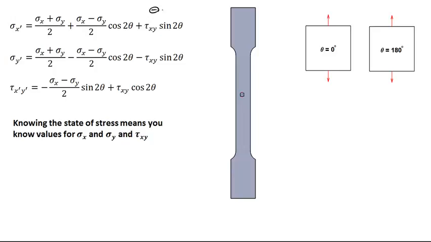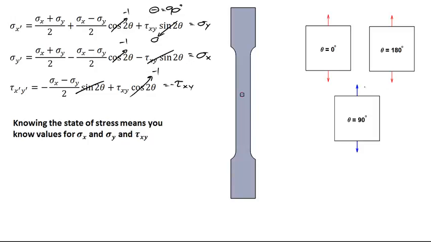Now if I set theta equal to 90 degrees, we find that the cosine of 2 theta, or cosine of 180 degrees, is equal to negative 1. And the sine of 180 degrees is equal to 0, so these terms drop out. So what we find is when theta is equal to 90 degrees, sigma x prime is equal to sigma y, and sigma y prime is equal to sigma x, and tau x prime y prime is equal to negative tau xy. And indeed, this is the case when I look at sigma x prime that's equal to sigma y, the original stress in the vertical direction. So these arrows changed from red to blue.